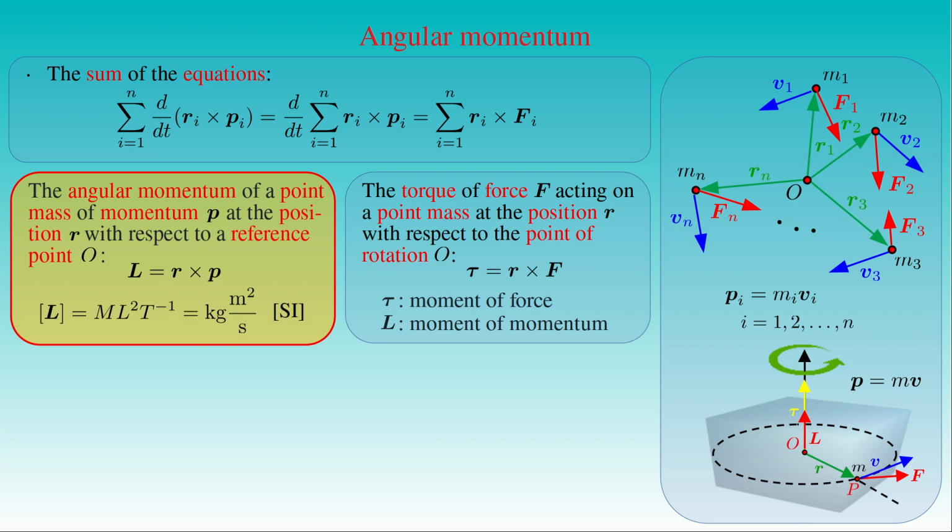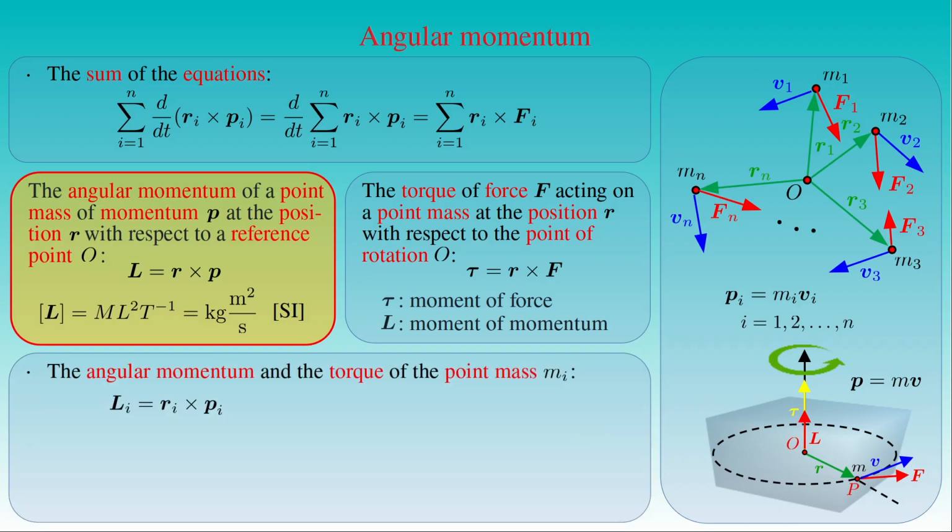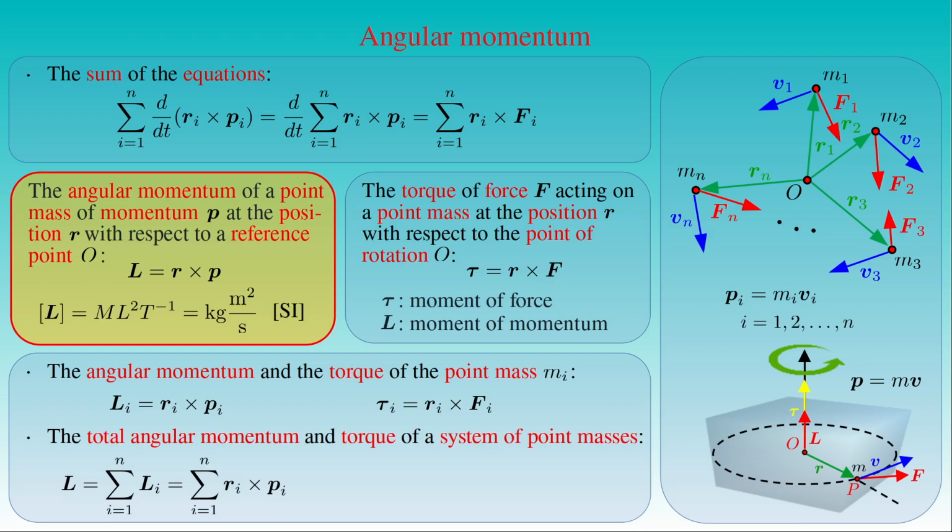In the case of a system of point masses, we can write the angular momentum L_i of the point mass m_i with respect to the reference point O as the cross product of the position vector r_i of the point mass and the momentum p_i of the point mass. Similarly, the torque tau_i produced on the point mass m_i by the force F_i is equal to the cross product of the position vector r_i and the force F_i. Then we can define the total angular momentum L of the system as the vector sum of the angular momenta L_i of the point masses m_i from i equals 1 to n. And the total torque tau produced on the system can be written as the vector sum of the torques tau_i of the point masses m_i from i equals 1 to n.